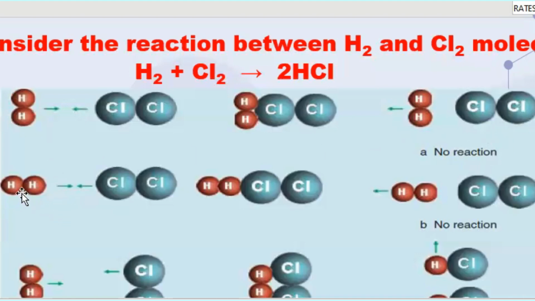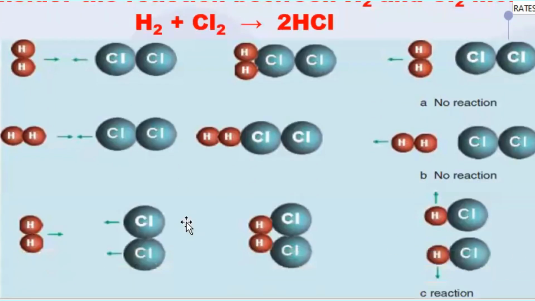And the second one also, the reactants are not properly oriented. This one is a hydrogen molecule, this one is a chlorine molecule. They do not properly collide, because the reactants are not properly oriented, and there is no reaction.